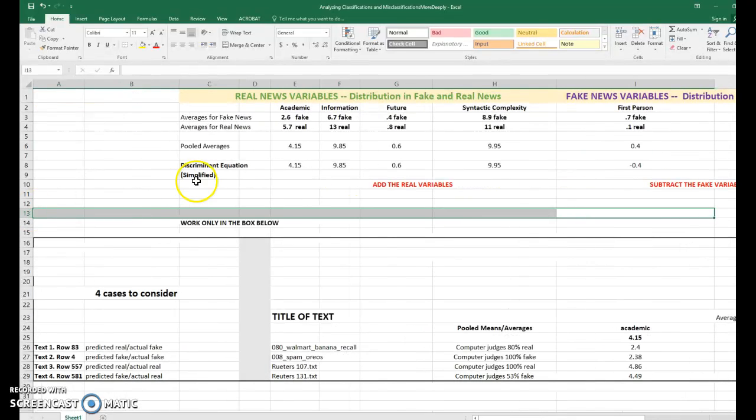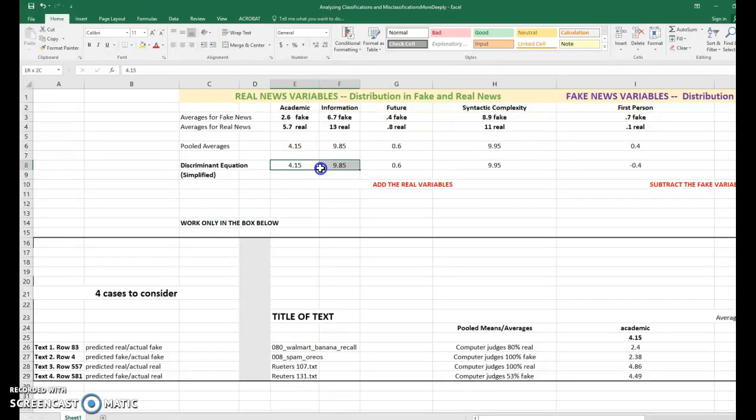So we take these averages, and these are borderline. These numbers are completely borderline between fake and real. Then we can make a very simplified discriminant equation. It's not as complex as the statisticians actually use with all the math, but this will serve our purposes well.